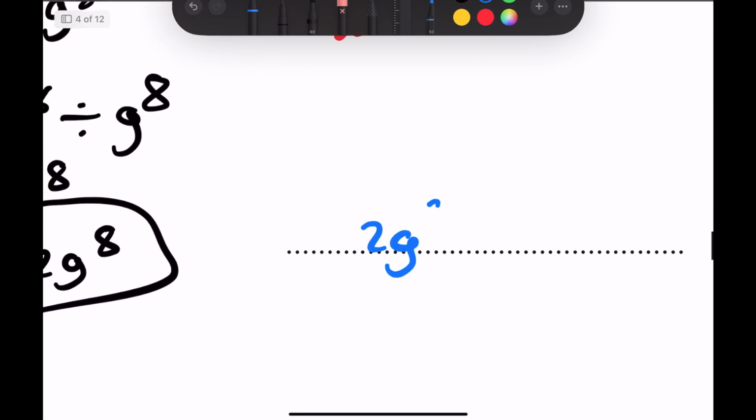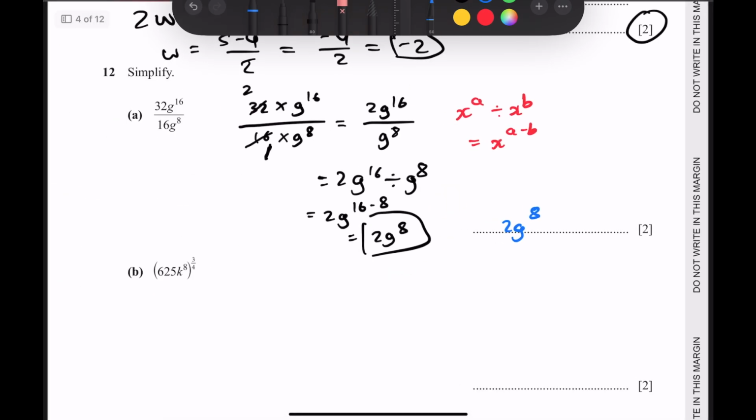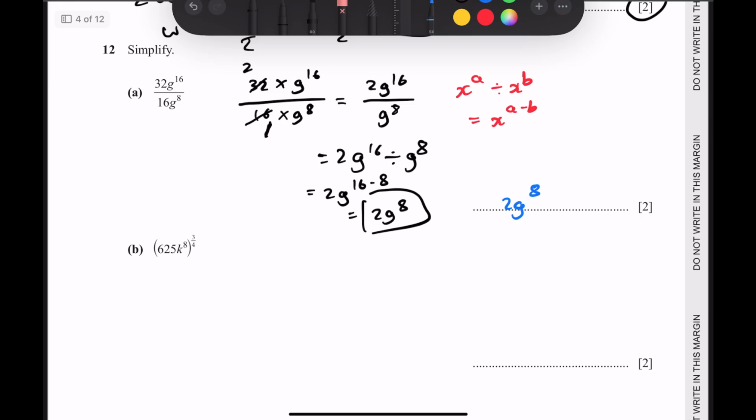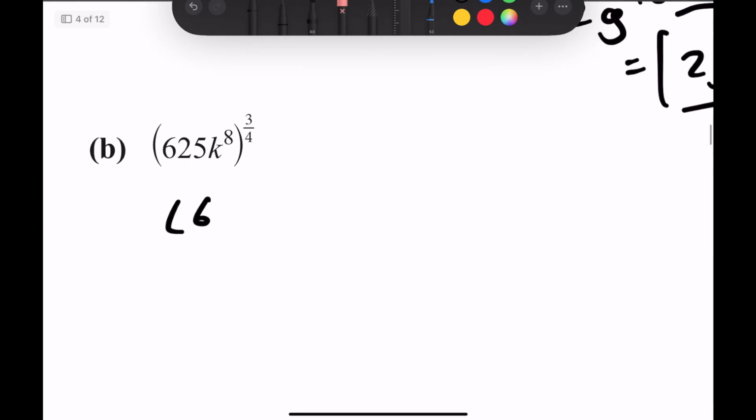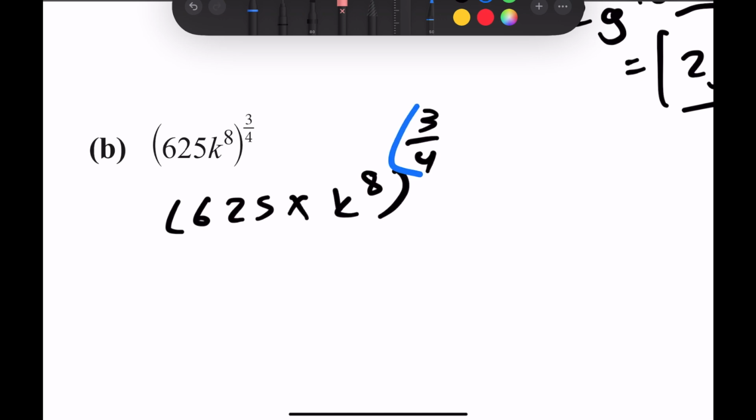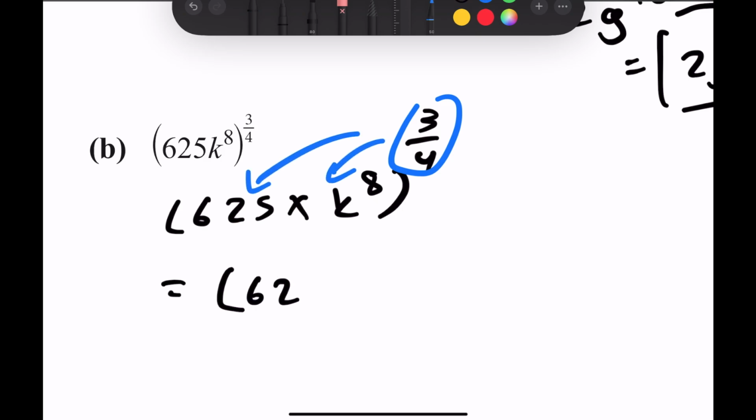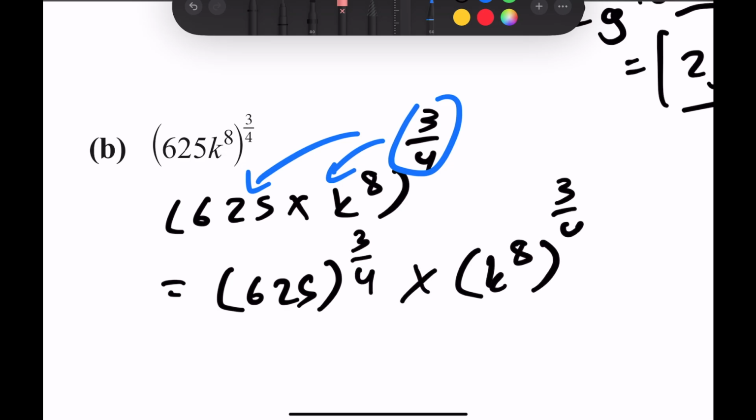Now note that for the exam you will have to memorize all these exponential rules, such as the one given above, since questions like these could occur where you have to make use of these exponential rules. Part B says to simplify 625 times k to the power of 8, and all that to the power of 3 by 4. If you rewrite this as 625 times k to the power of 8 to the power of 3 by 4, the 3 by 4 acts independently on both of these terms, which means that this is equal to 625 to the power of 3 by 4 times k to the power of 8 by 3 by 4.